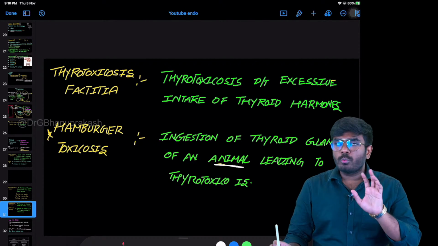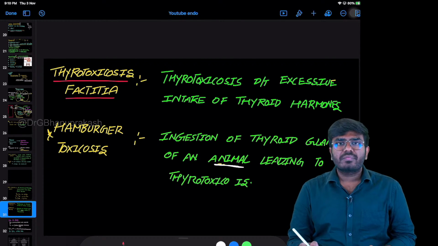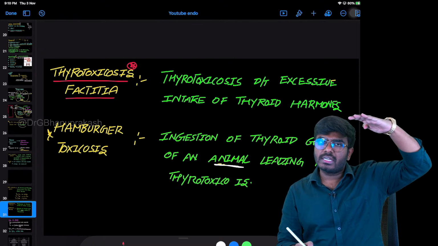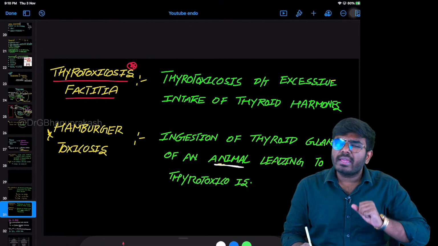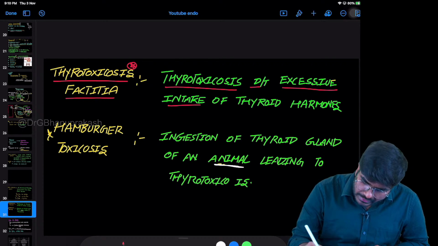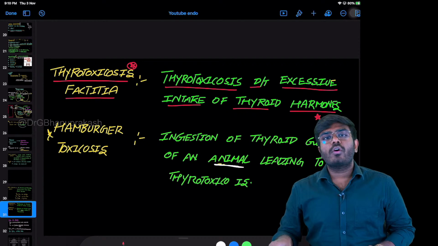After this, there are two more important terms which you need to know. What exactly is thyrotoxicosis factitia? In the name it is there, thyrotoxicosis. T3, T4 elevated, toxic symptoms are there. Why? Because the thyrotoxicosis is due to excessive intake of thyroid hormones.